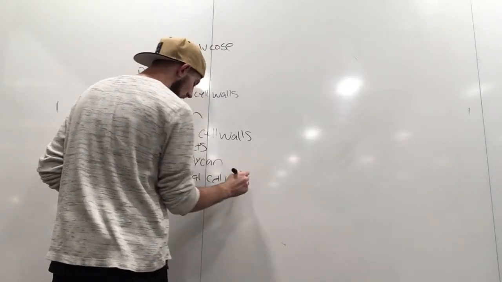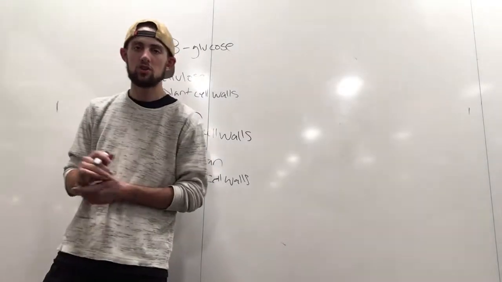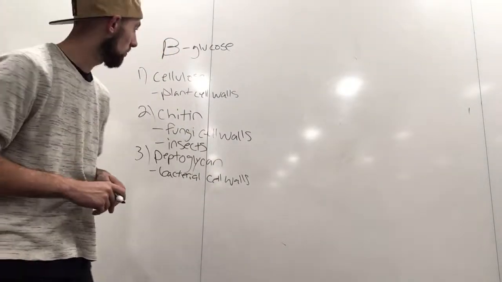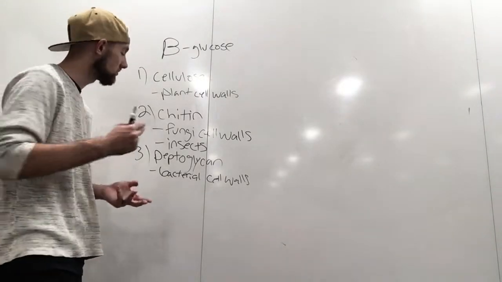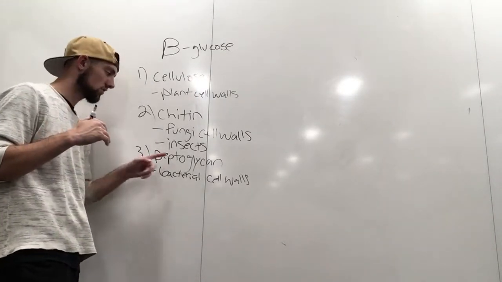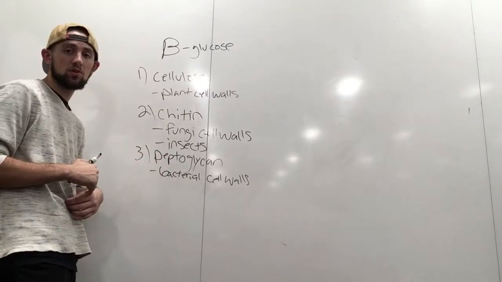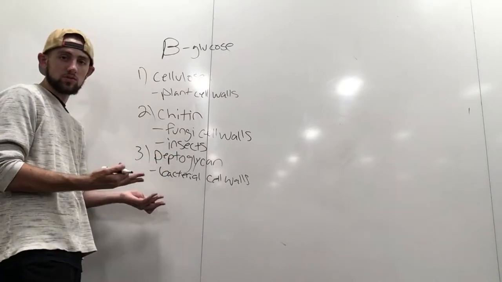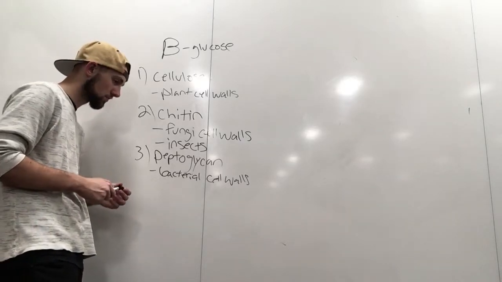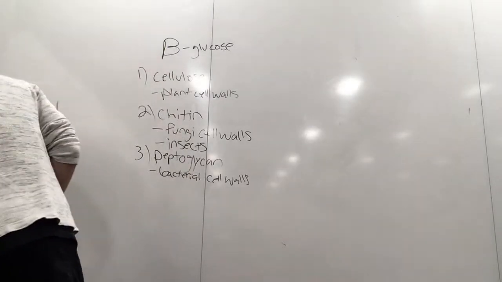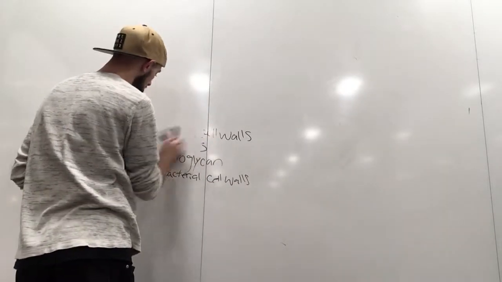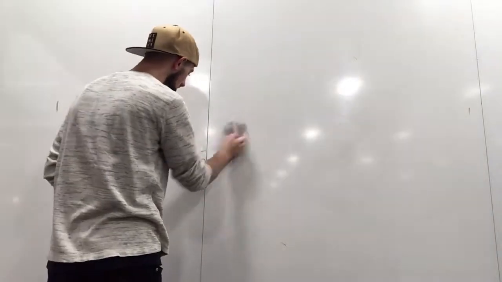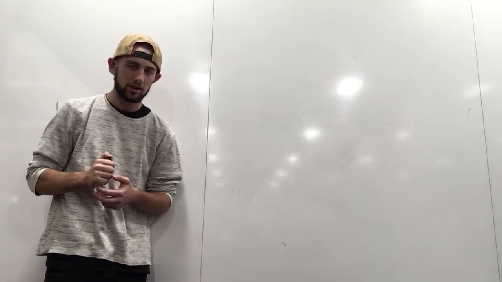So quick overview. Alpha glucose is mainly for energy storage. Beta glucose is meaning for structure. Plants, fungi, eukaryotic cells, insects, and bacterial cell walls. Okay, I'll give you a second to write that down. So even broader overview, the two functions of glucose are energy storage and structure.